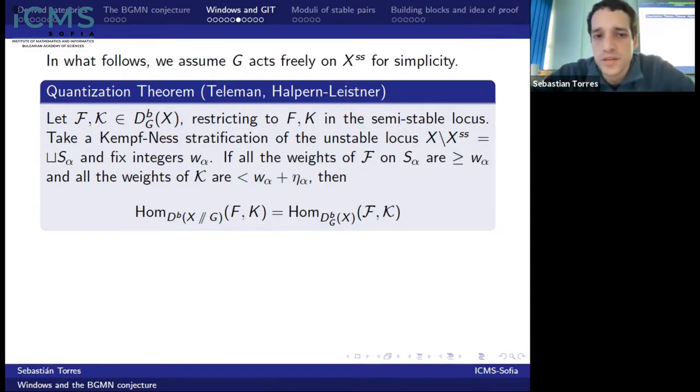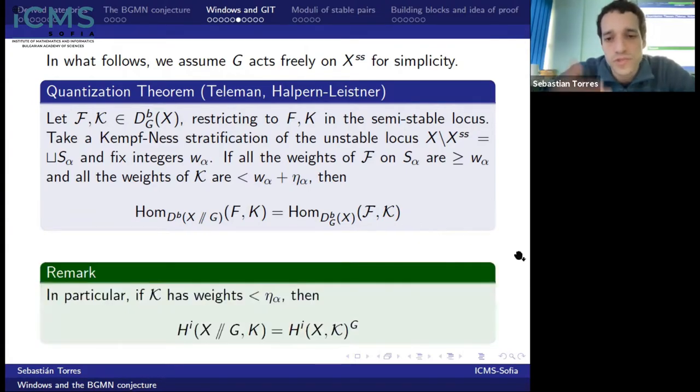And the condition, I won't dig much into it, but the way you do it is you want to measure the weights of your bundles, F and K. So you have to stratify in a particular way your unstable locus. That's your Kempf-Ness stratification. And you have to measure the weights. And there are these numbers, eta, that have to do with the weight of the conormal bundle of each of these strata. And W, you can choose them actually. If the weights of F and K verify this condition, then you can compute here. So, the upshot is that if your right hand side is easier to compute, then that's good, because you can compute morphisms downstairs by resorting to upstairs.